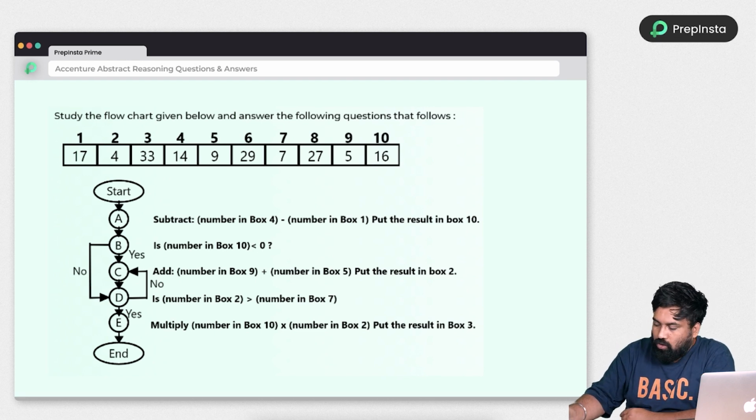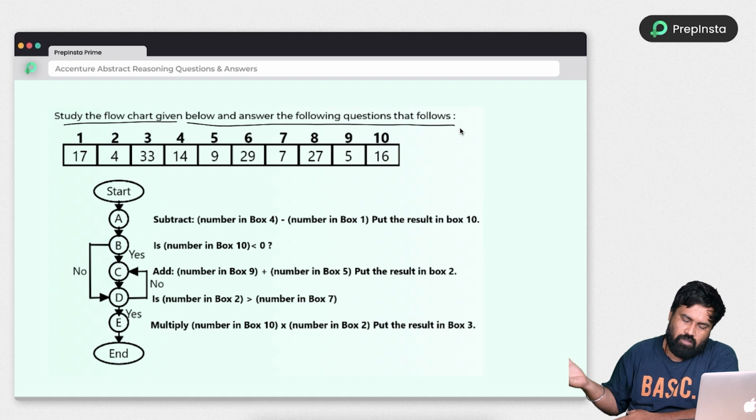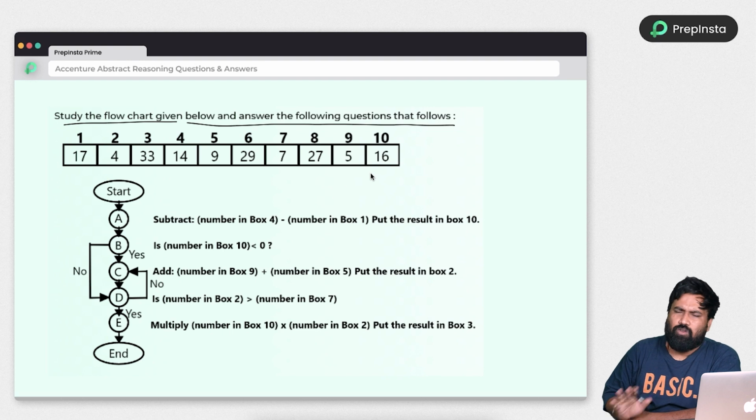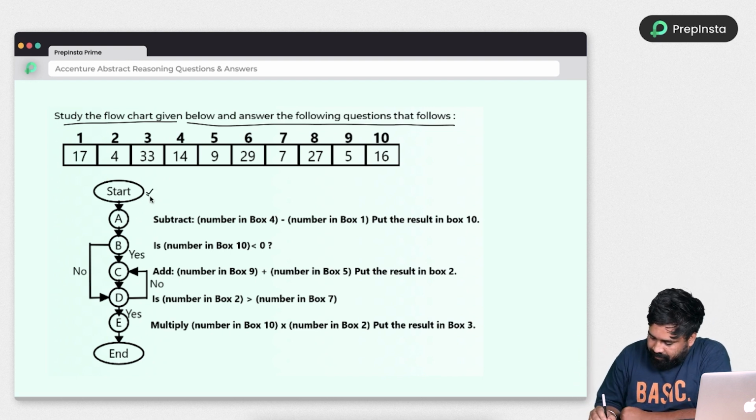Just look here, how to solve these types of problems. It's very easy. Study the following chart and answer the questions given below. So simply I will follow the flow chart. Just see, 1 to 10 boxes are given and they have some values. Okay, keep it like that. Don't worry. Next, let's start.